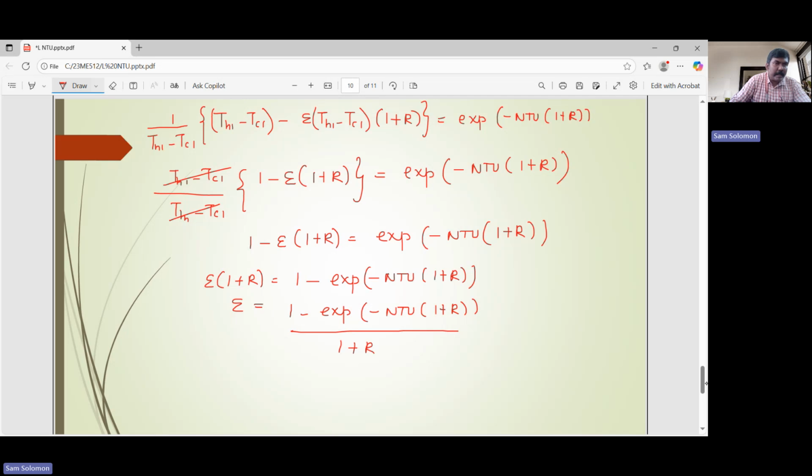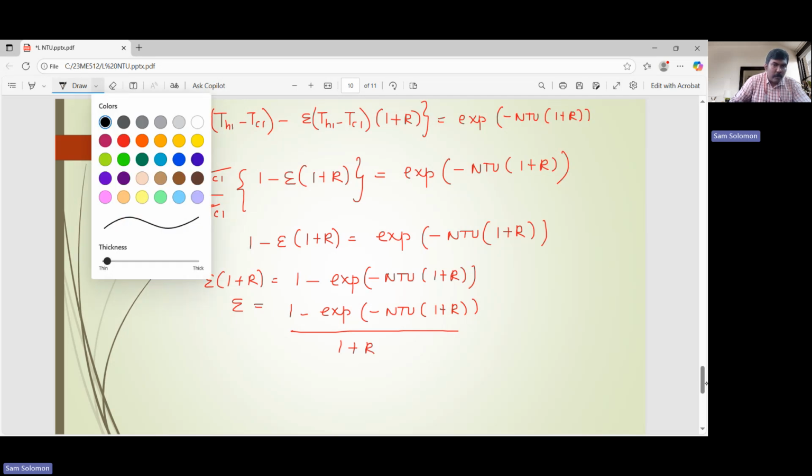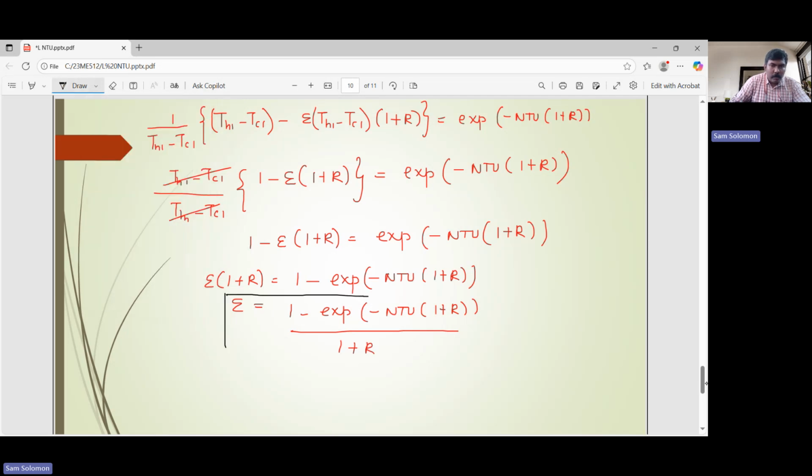So this is the final expression that we get for the effectiveness of a parallel flow heat exchanger. This expression is available in your data book, so you need not memorize it, but you should learn to derive it. Okay, thank you. In the next video we will talk about deriving effectiveness for a counterflow heat exchanger.